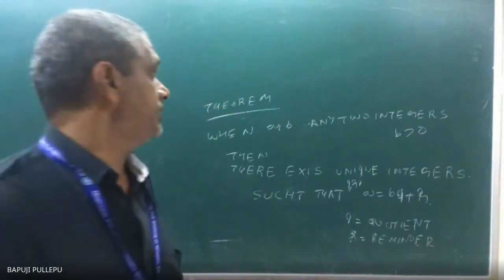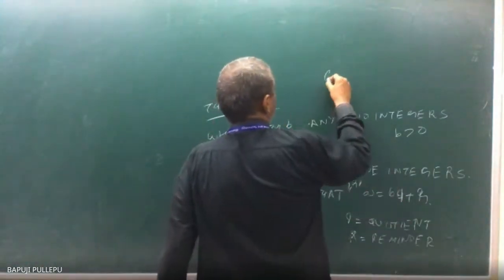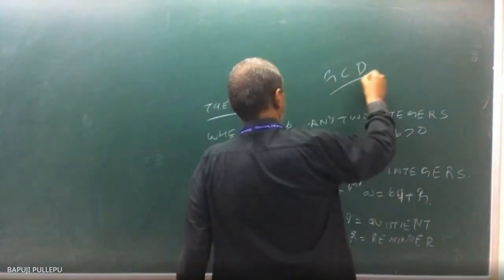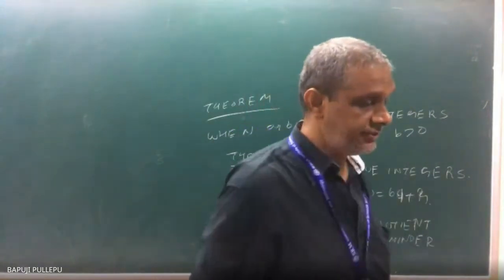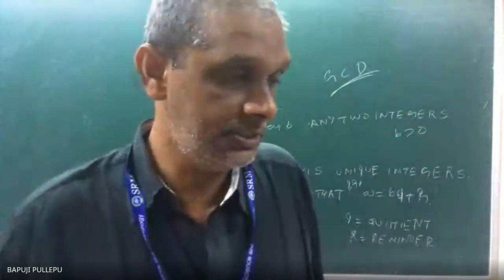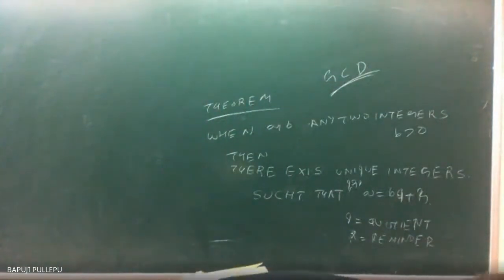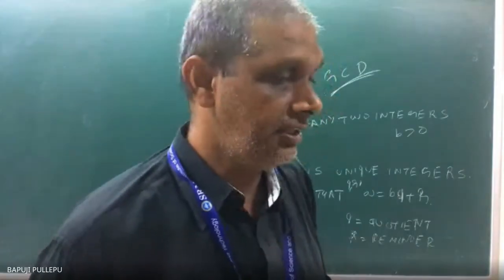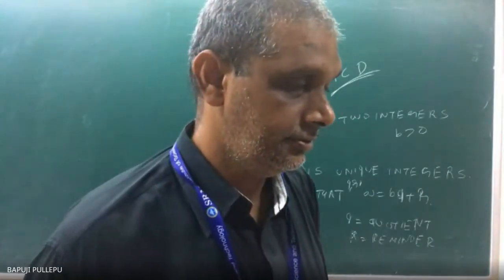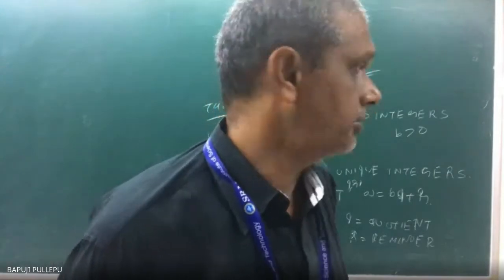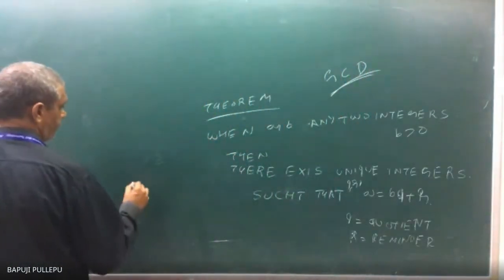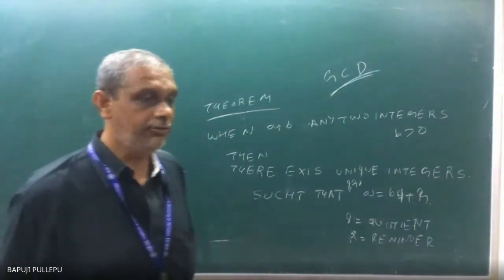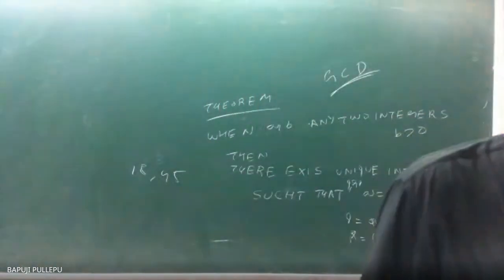The next topic is GCD. What is the meaning of GCD? Expand. What is GCD? Greatest common divisor. How will you find it? Any idea? Suppose I am giving 18 and 45. By taking common factors, how will you find the GCD?